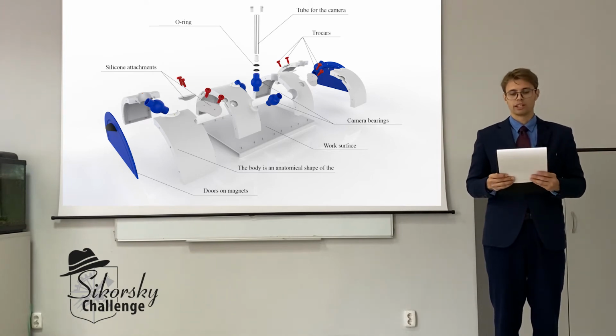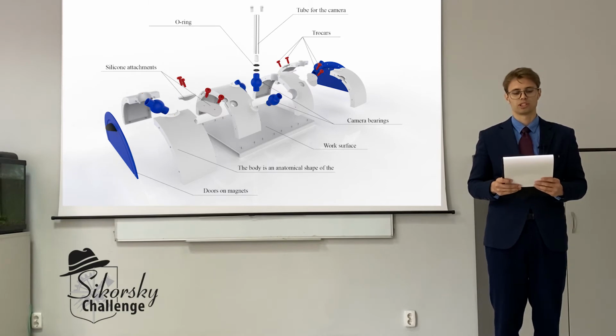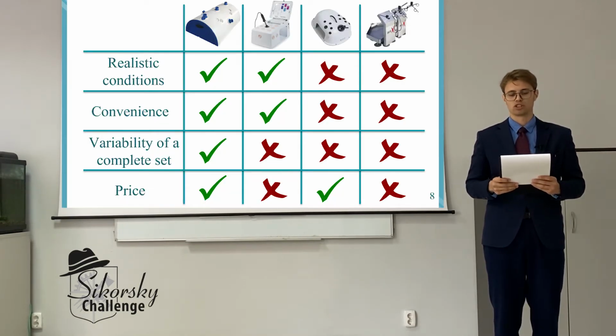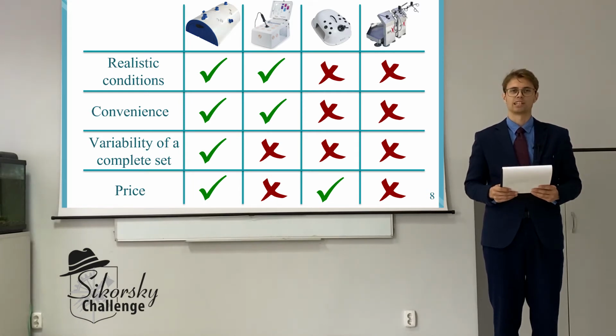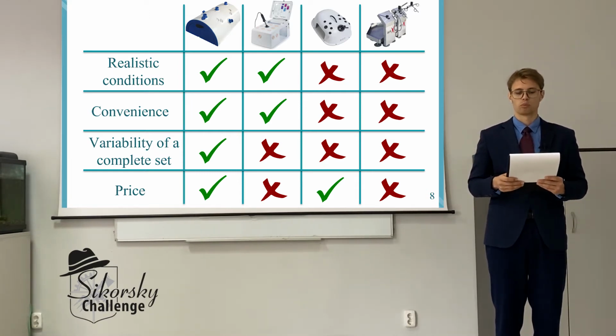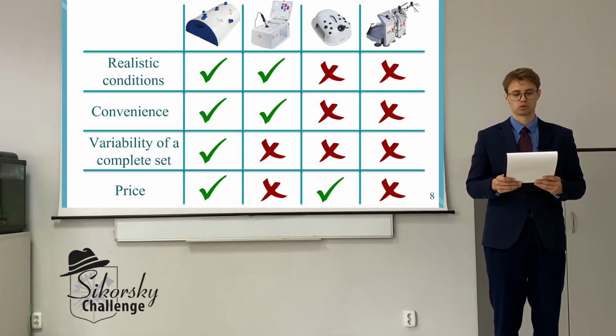Fourth, the simulator has a door on both ends on magnets to simplify the process of replacing silicone tissues and organ models. Fifth, realistic use of real medical instruments for operations is realized through the use of trocars and silicone inserts. Trocars are special conductors that are screwed into the patient's skin before inserting a work tool through the holes, and silicone inserts mimic human skin.